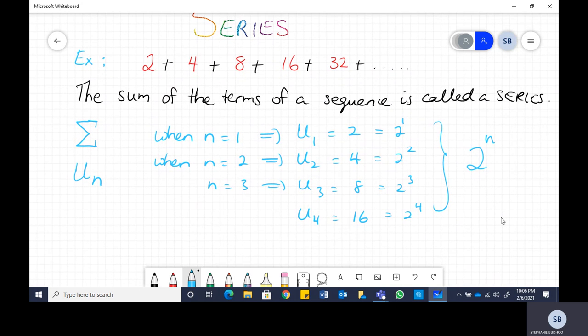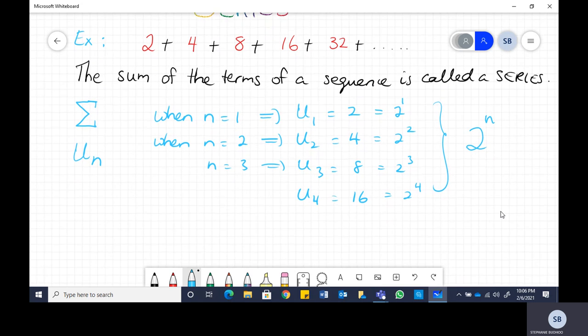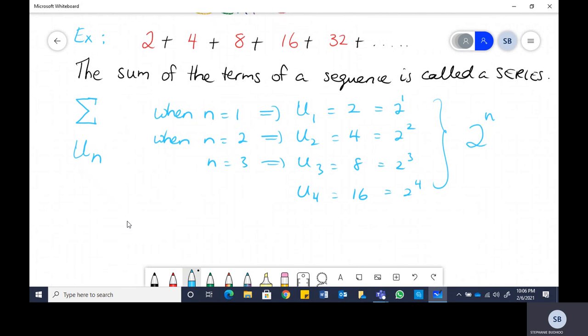Now, how do we begin to relate the series to the sequence? Well, simple. We have found that our sequence has a function such that the first, second, third and so forth terms are simply 2 raised to the relative powers, right? That's what we got for the basic function of this sequence, because u sub n is a sequence.